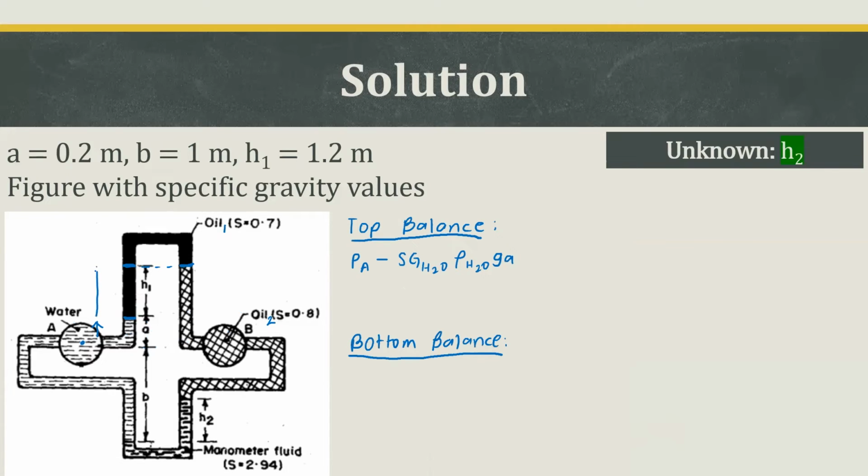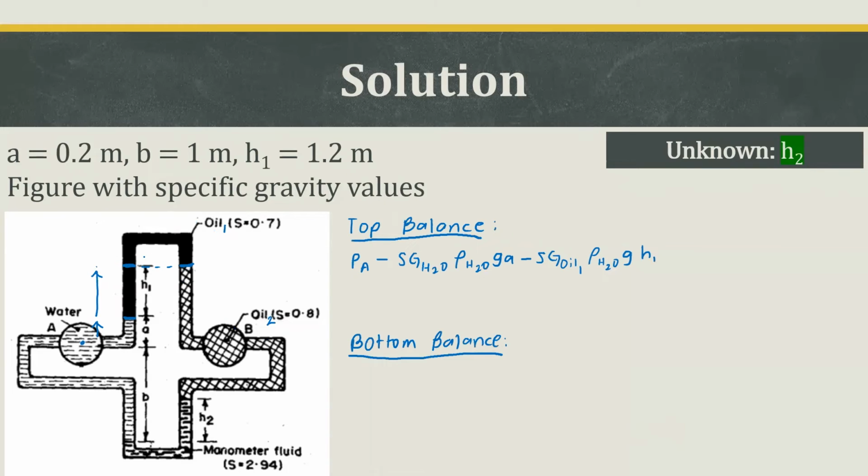So we're going up again. Then the pressure at this point from this point will be equal to minus the specific gravity of the new fluid, which is oil 1. So that's specific gravity of oil 1, density of water, gravity, then height, which is H1.